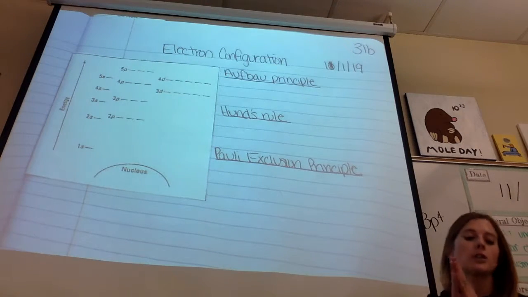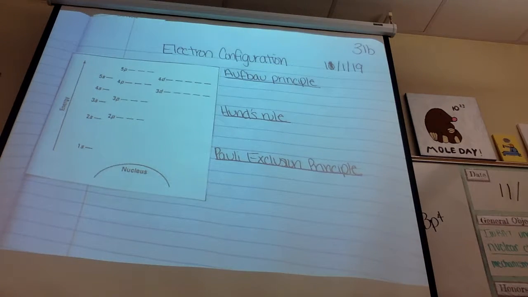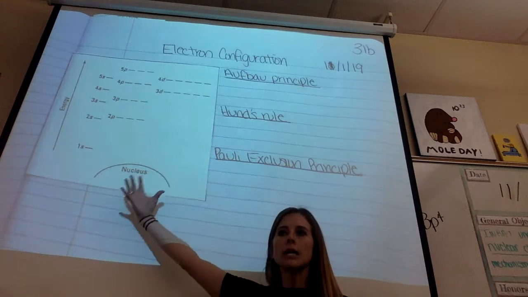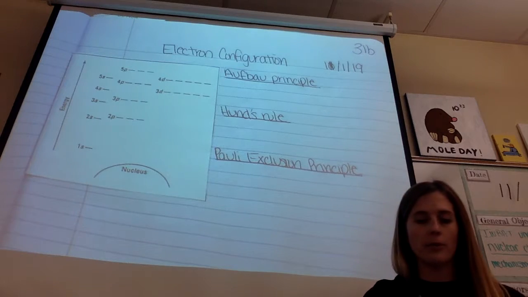Okay, so we're going to look at this diagram, and we're going to look at some rules that we knew existed when we were doing that electron shell model, and we're going to see how it fits into this new model, which is more consistent with the quantum mechanical model, okay?